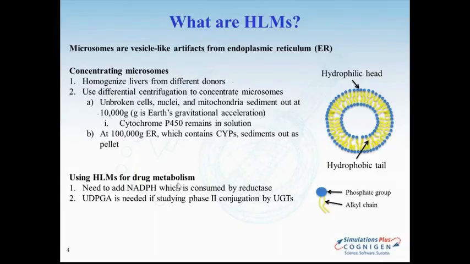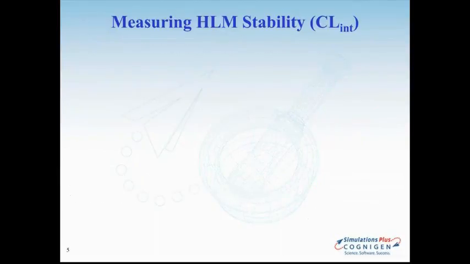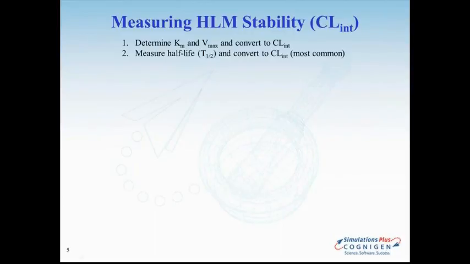Also, UGTs will be present in microsomes, and if you want to study phase 2 conjugation, you need to add UDPGA, which is the substrate, or contains the substrate that gets transferred to the test compound. And so HLMs are used in drug metabolism in the early stages to kind of weed out candidates that would be metabolized quickly, and then in later stages you might use it for PBPK modeling and trying to predict in vivo clearance. So how is HLM stability measured?